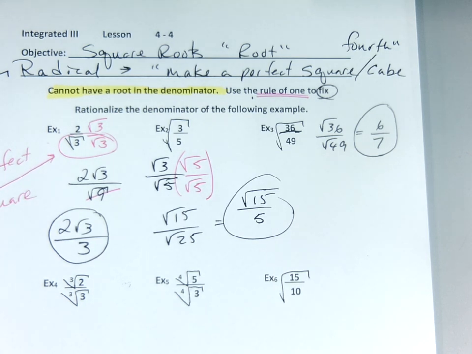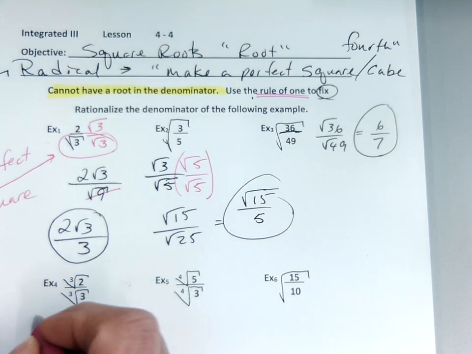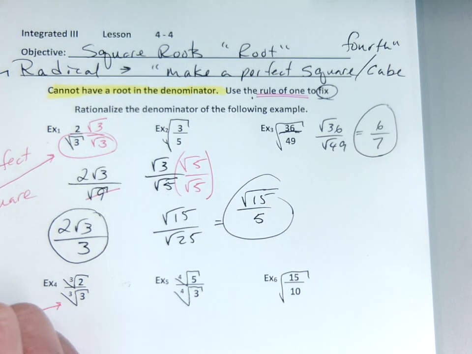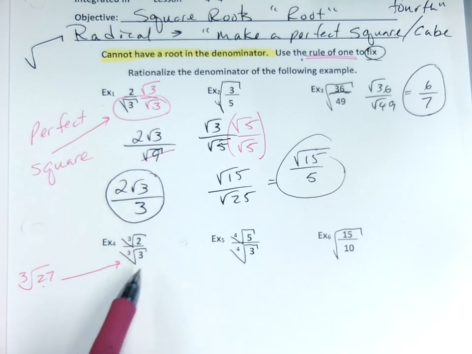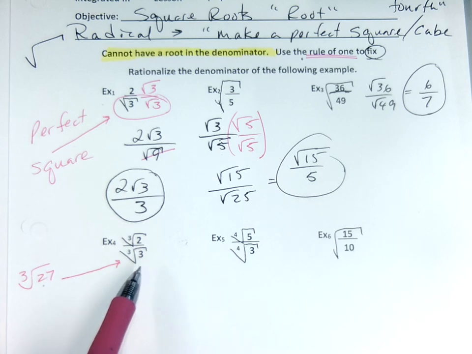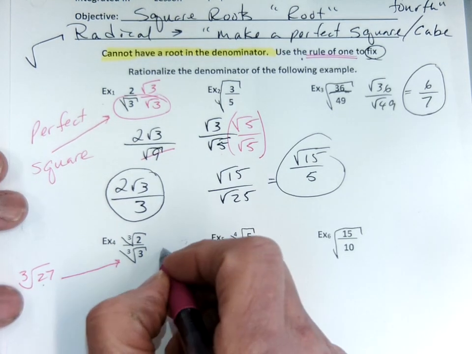Okay, now, example 4. What I need to do is make this number into the cube root of 27. I need to make the bottom into a cube root of 27 because that's a perfect cube root. Does that make sense? Or here's another way to think of it. I've got one 3. Now if I had two more 3s, I'd make a 3 cubed. Whichever way you want to do it, let me show you one way.